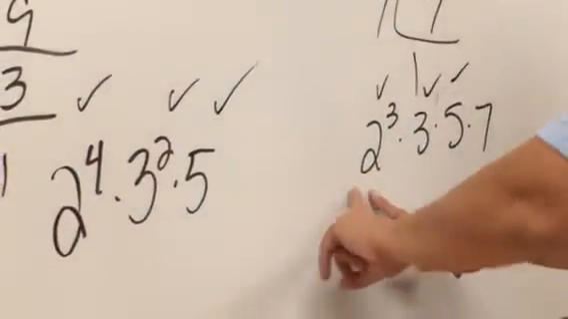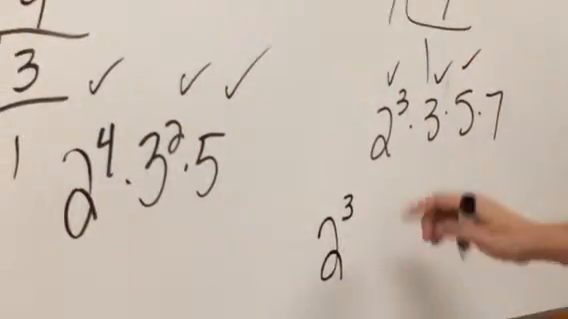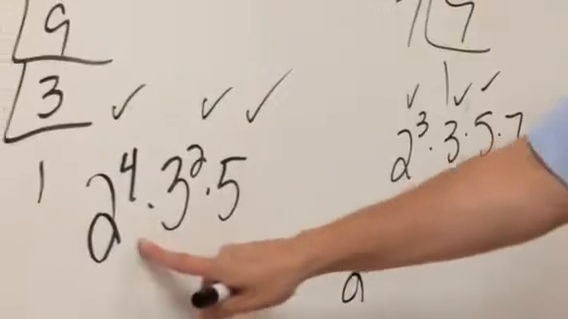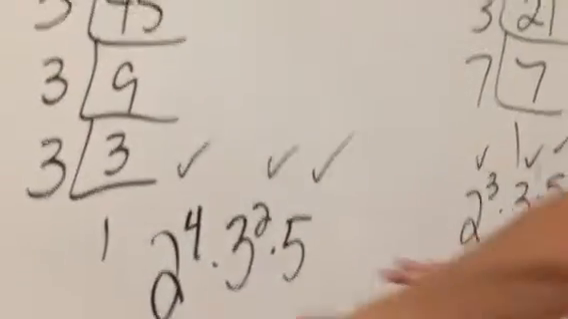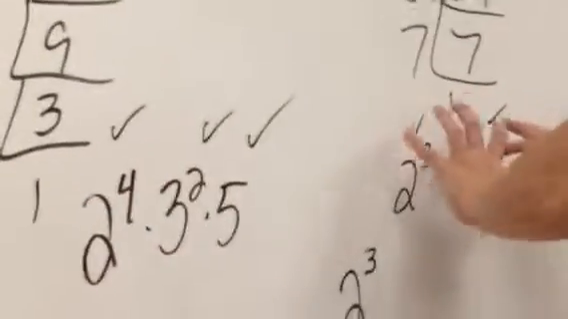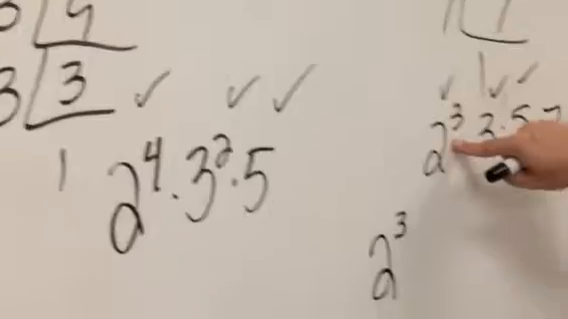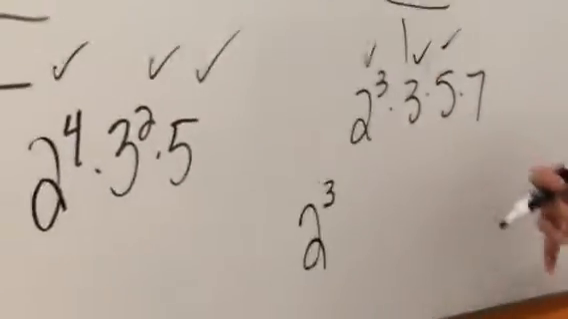So 2 to the 3 and 2 to the 4, I have to go with 2 to the 3 because 2 to the 3 is 8, 2 to the 4 is 16. 8 is a factor of this, 16 is a factor of this. 8 is a factor of this, but 16 is not a factor of that. You have to go with the least exponent for greatest common factor. It's like opposite. It's kind of weird.